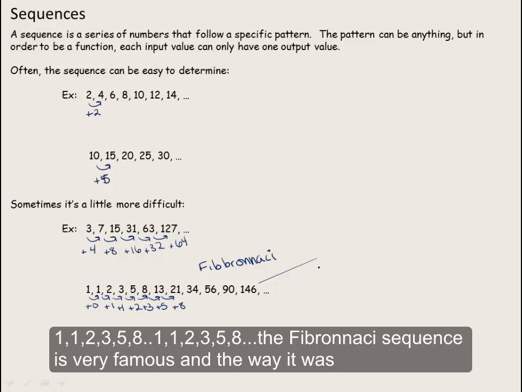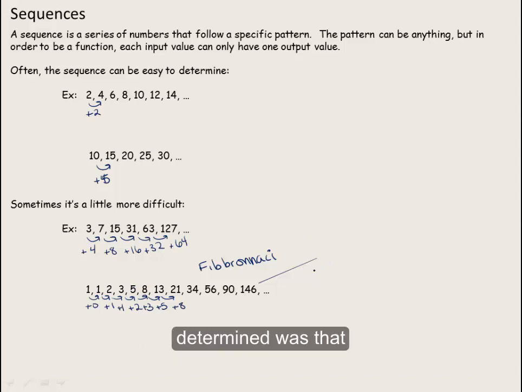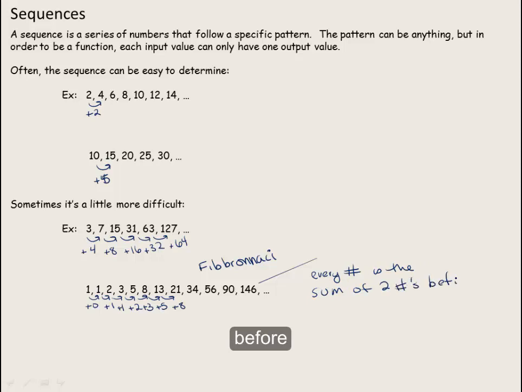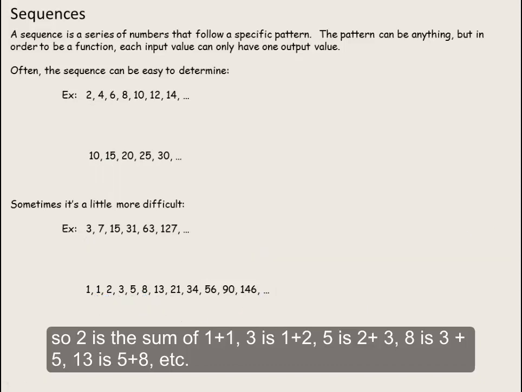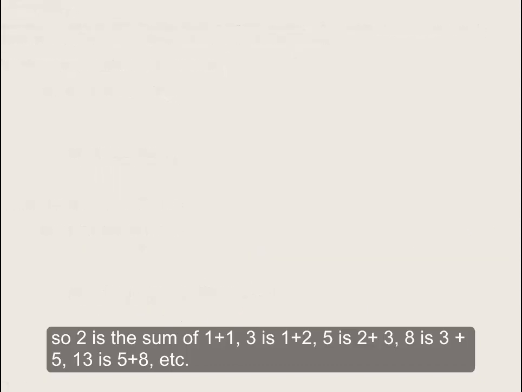The Fibonacci sequence is very famous, and the way it was determined was that every number is the sum of the two numbers before. So 2 is the sum of 1 plus 1. 3 is 1 plus 2. 5 is 2 plus 3. 8 is 3 plus 5. 13 is 5 plus 8, etc.